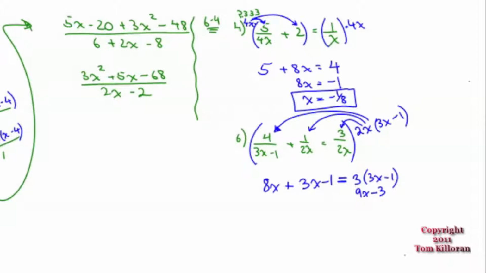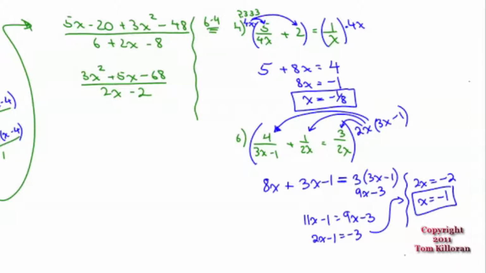All right, what do I do first? Combine like terms. Get the 8x and the 3x together before you do anything. So this is 11x minus 1 equals 9x minus 3. Subtract the 9x over, you get 2x minus 1 is equal to negative 3. Add the 1, so we get 2x is equal to negative 2. Therefore, x is equal to negative 1.